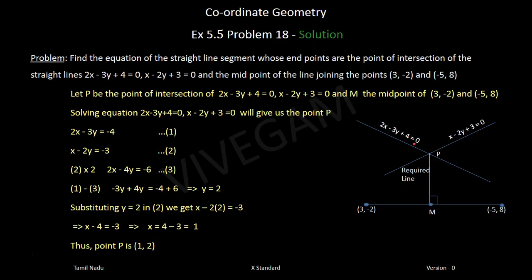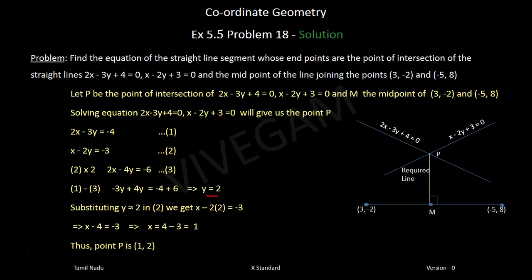So the first step is to solve these 2 equations to get the point P. One equation is 2x minus 3y plus 4 equal to 0, that is 2x minus 3y equal to minus 4. Let's write the other this way: x minus 2y will be equal to minus 3. Equation 2 multiplied by 2 gives us 2x minus 4y equal to minus 6. Then equation 1 minus equation 3 will cancel off x: 2x minus 2x becomes 0. Then minus 3y minus of minus 4y becomes plus 4y, equal to minus 4 minus of minus 6, that is minus 4 plus 6. Minus 3y plus 4y is y, equal to 6 minus 4, that is 2. So this is the value of y.